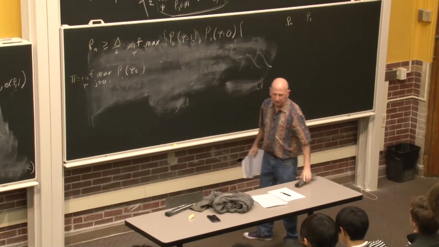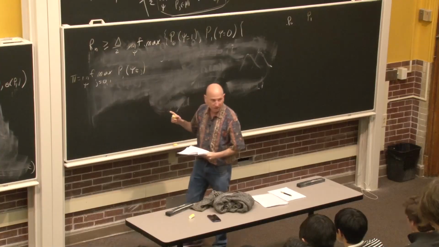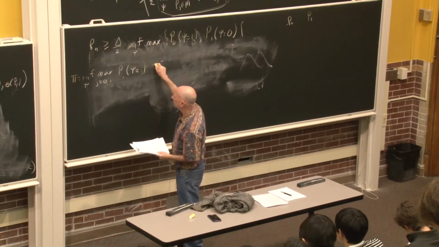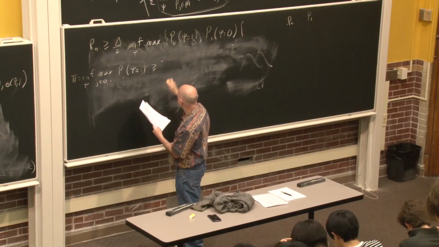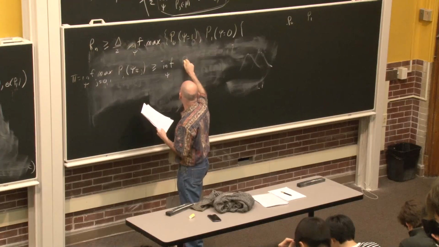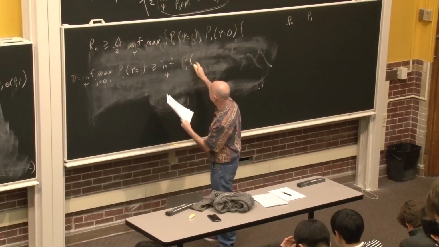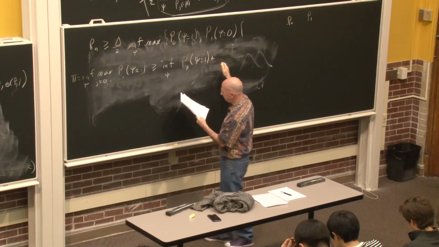Here we go. Trick number 1. A maximum is always bigger than an average. So we're going to say that's bigger than or equal to the average error probability. The probability under 0 that phi is equal to 1.